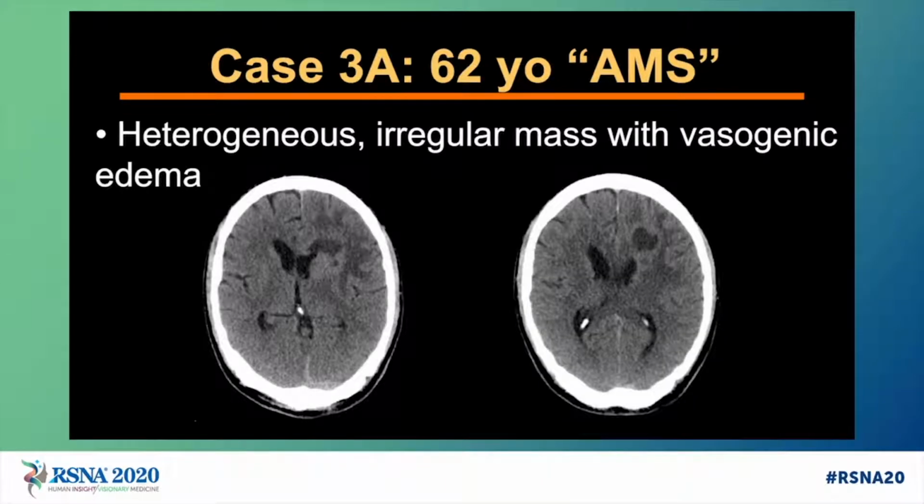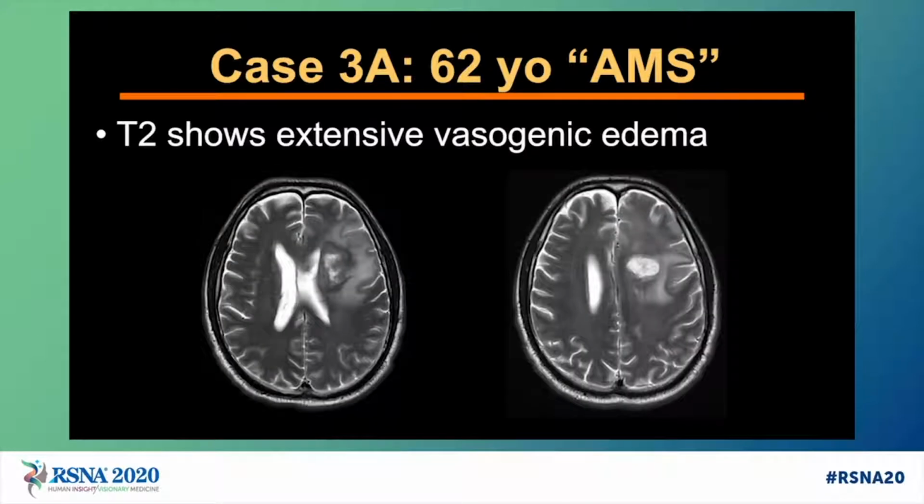Here's a related case. It's a 62-year-old with altered mental status. And we can see a heterogeneous, irregular mass with vasogenic edema, in this case involving the frontal horn of the left lateral ventricle. Here's the T2, and you can see there's extensive vasogenic edema that extends all the way to the cortex.